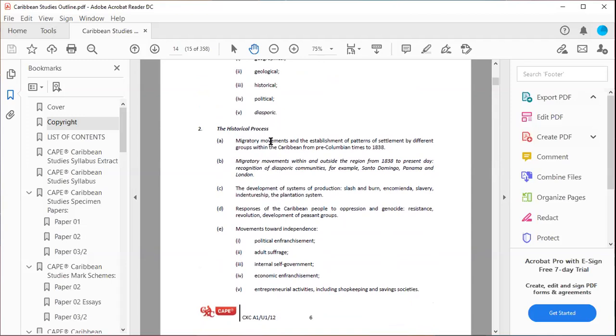That is the migratory movement and settlement patterns of the Caribbean by different groups. What are the different groups we have looked at thus far in terms of migration into the region? Indigenous people, the Africans, the Europeans. Give me them in chronological order. The first we looked at was the indigenous people, then the Europeans, and then the Africans.